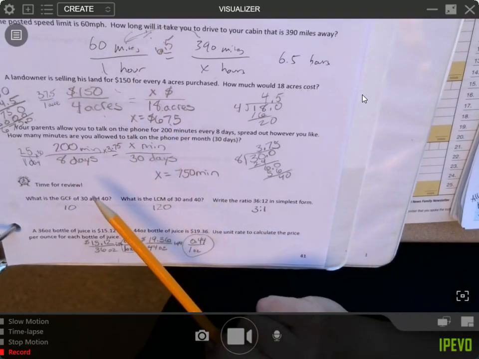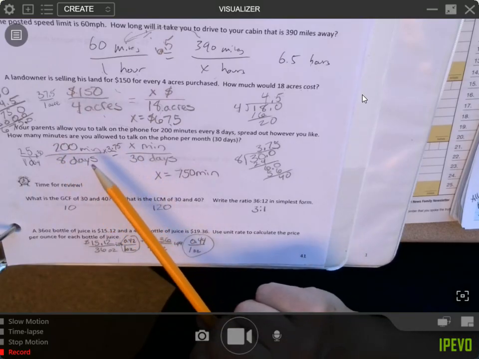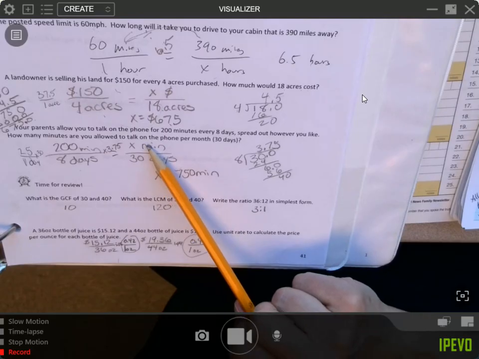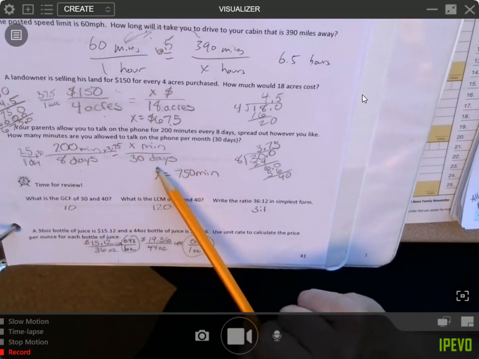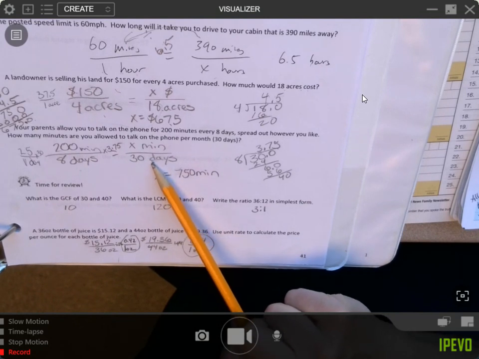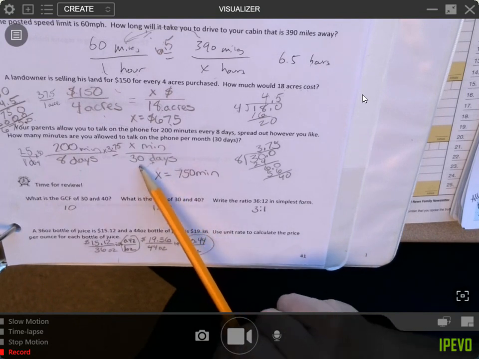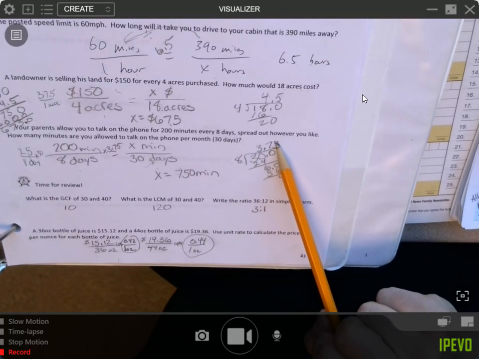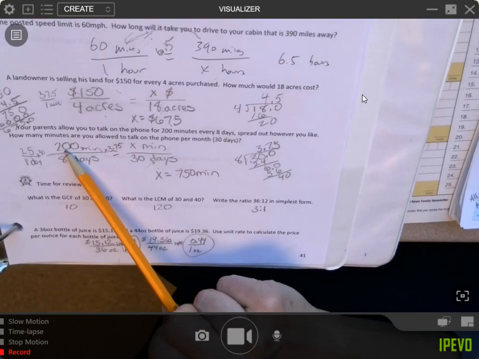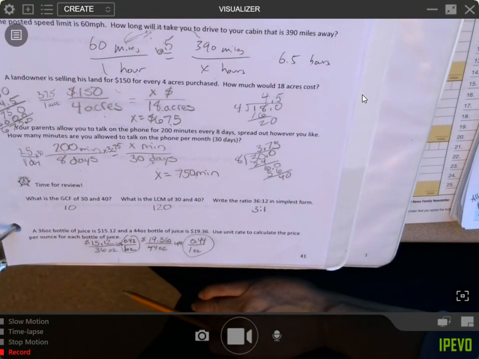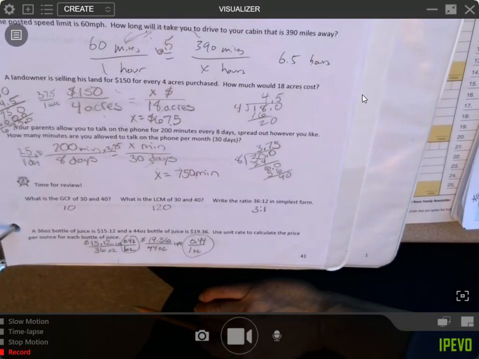$675. Your parents allow you to talk on the phone for 200 minutes every 8 days. How many minutes over 30 days? So to go from 8 to 30, I don't know. It's going to be a decimal, so I did 30 divided by 8, and I got 3.75. So then I had to multiply 200 times 3.75, and I got 750 minutes.